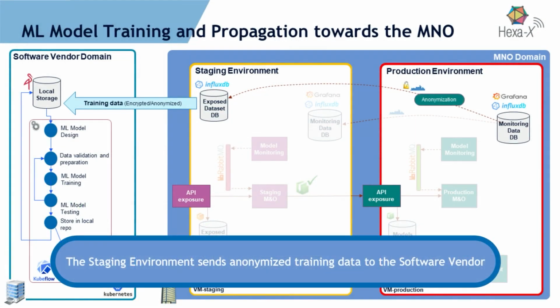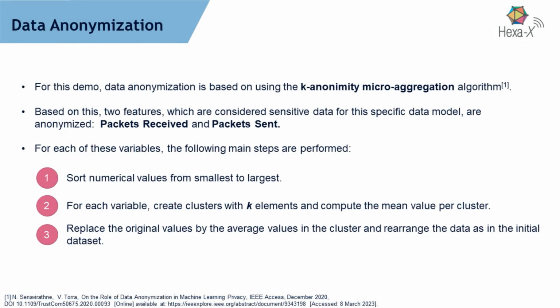The software vendor workflow begins when the staging environment sends anonymized training data. The anonymization process implemented for this scenario is based on the so-called microaggregation method. The objective is not to share with the software vendor the actual measured data, which are considered confidential, but some other equivalent data derived from the measured data that can be used to train the machine learning model.